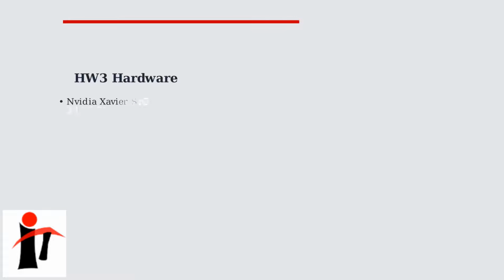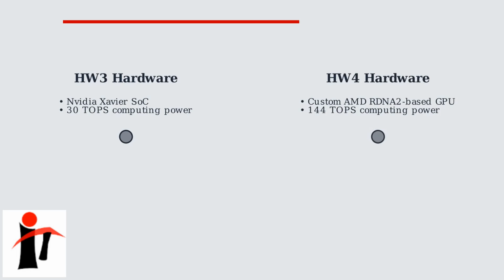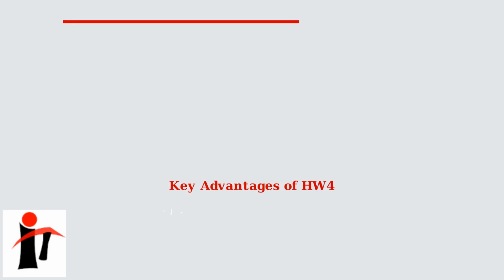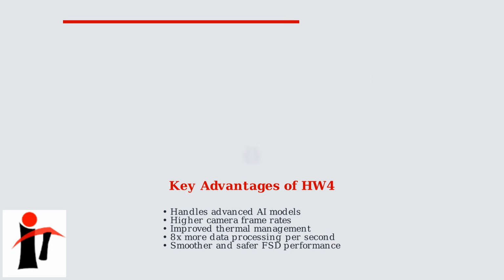HW3 uses an NVIDIA Xavier SoC with 30 TOPS of computing power. HW4 boasts a custom AMD NA2-based GPU with 144 TOPS. This significant increase in processing power allows HW4 to handle more advanced AI models, higher camera frame rates, and improved thermal management, leading to smoother and safer FSD performance. HW4 can process 8x more data points per second than HW3.